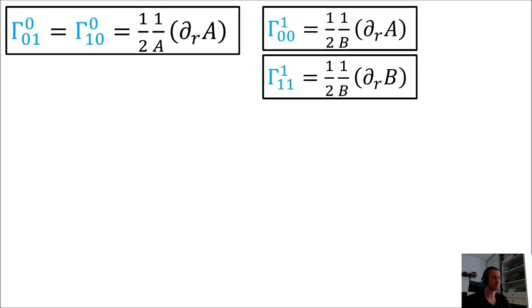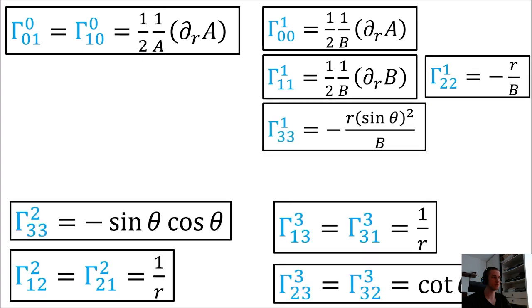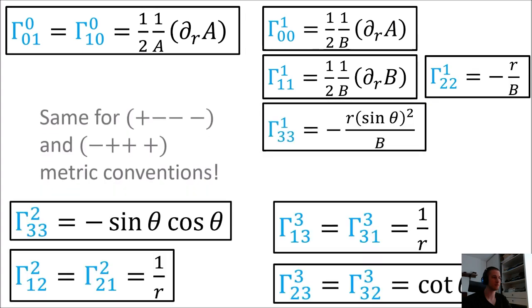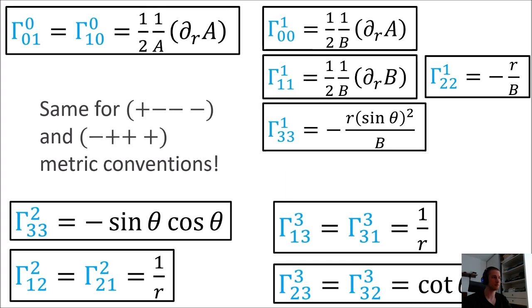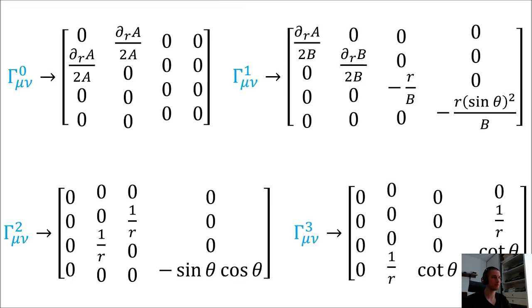So now we have all 9 of the independent non-zero connection coefficients. And even though I'm using the mostly minuses metric, all of these coefficients should be the same in both the mostly minus and mostly plus metric conventions. And if you want to view these connection coefficients as arrays, they would look like this.